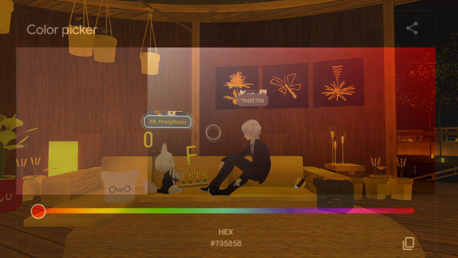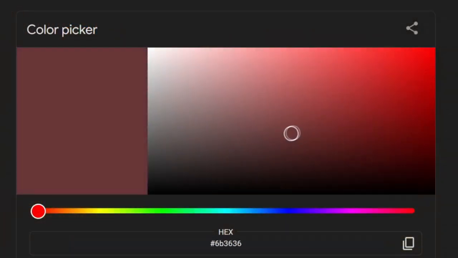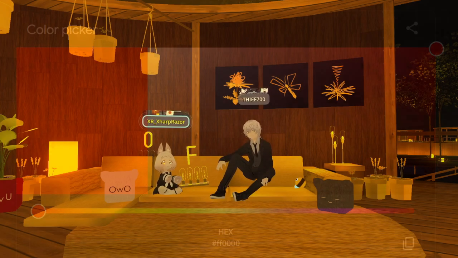So this is why sometimes when you look at color codes, you can see red is actually just FF and then 000000. So that's actually red in this case.